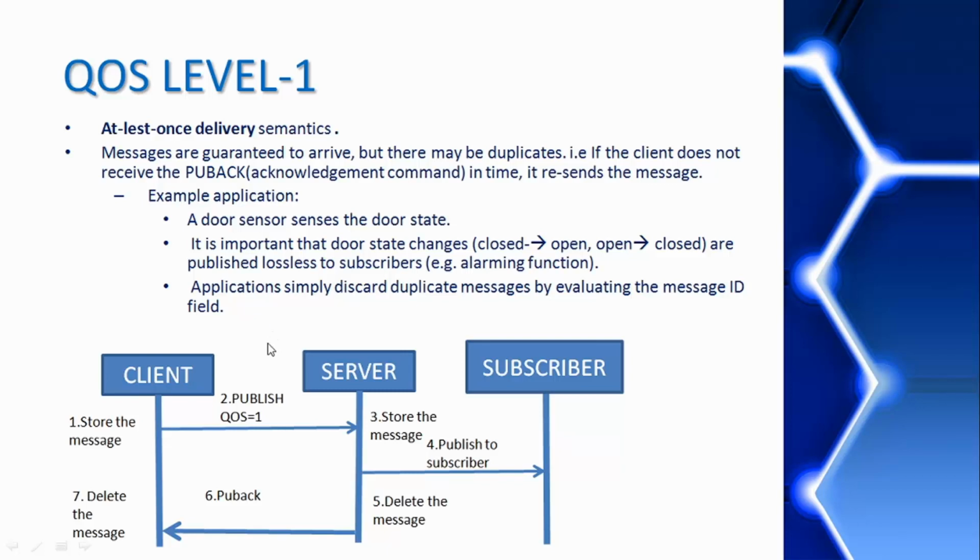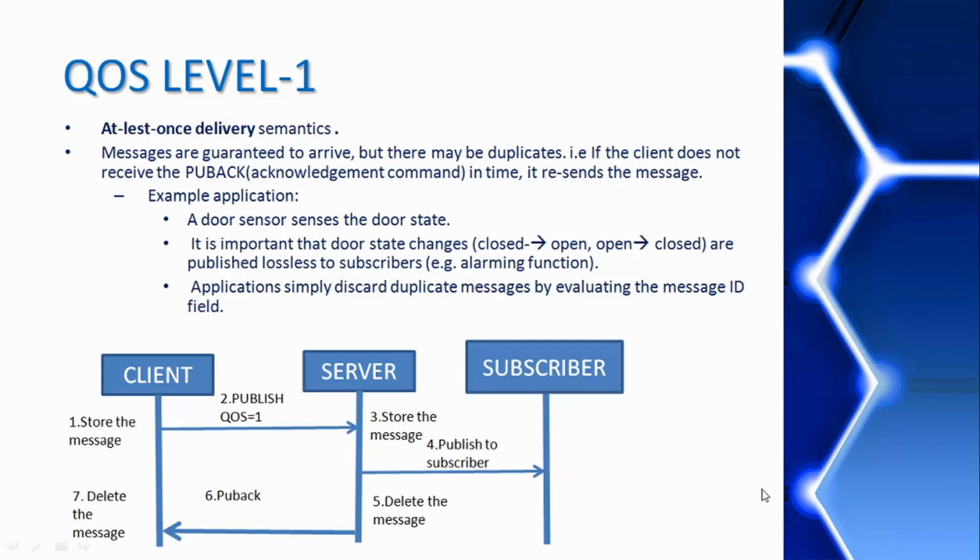Let's understand QoS level 1 with the message flow diagram. Firstly, the client stores the message and publishes the message to the server. The server stores the message first and then publishes the message to the subscriber. After some time, the server deletes the message and sends a PUBACK acknowledgement to the client. After receiving the acknowledgement, the client deletes the stored message. In this flow diagram, you have seen that the acknowledgement works at one level, so it gives more assurance of message delivery than QoS level 0.